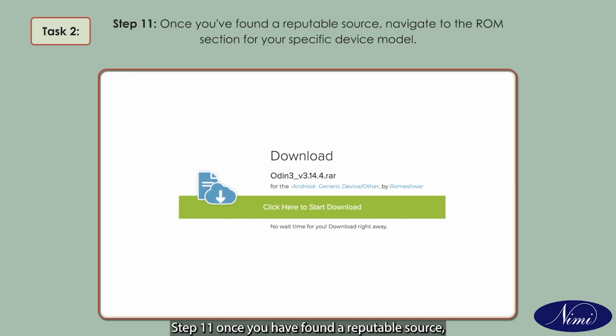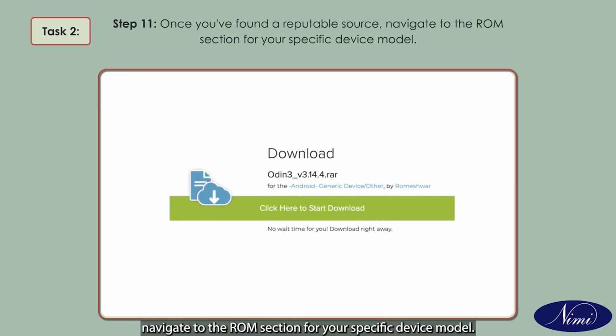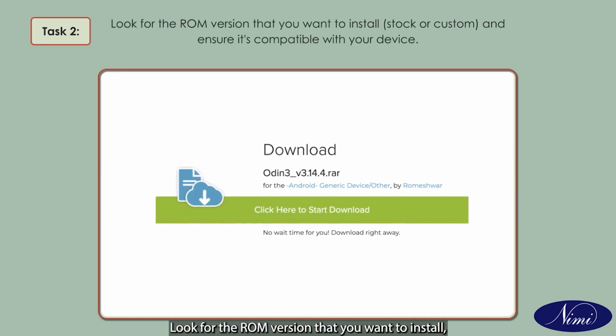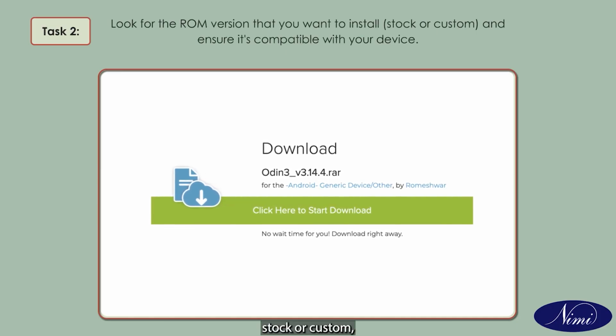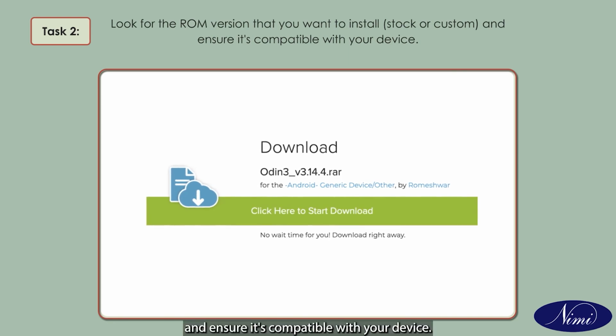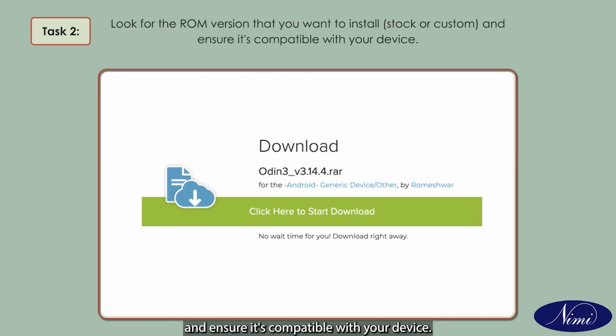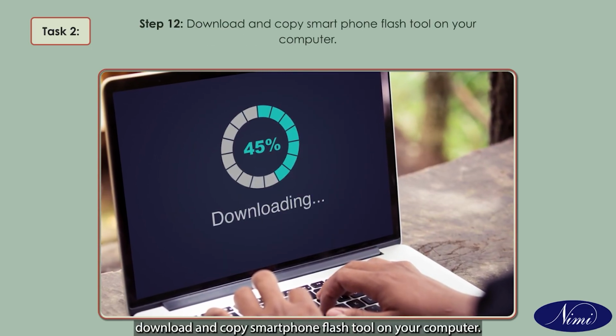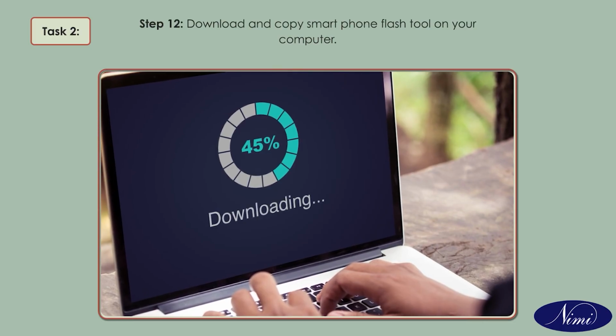Step 11. Once you have found a reputable source, navigate to the ROM section for your specific device model. Look for the ROM version that you want to install, stock or custom, and ensure it's compatible with your device. Step 12. Download and copy the smartphone flash tool on your computer.